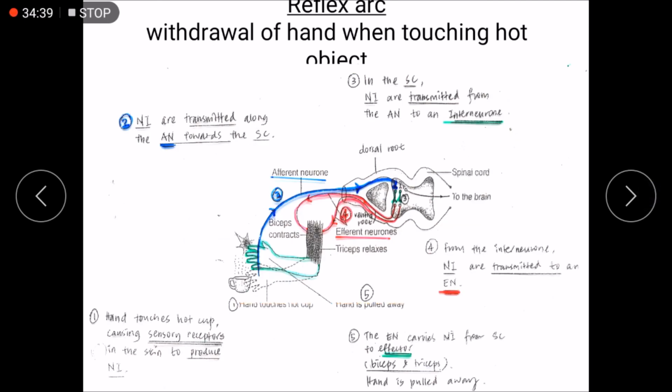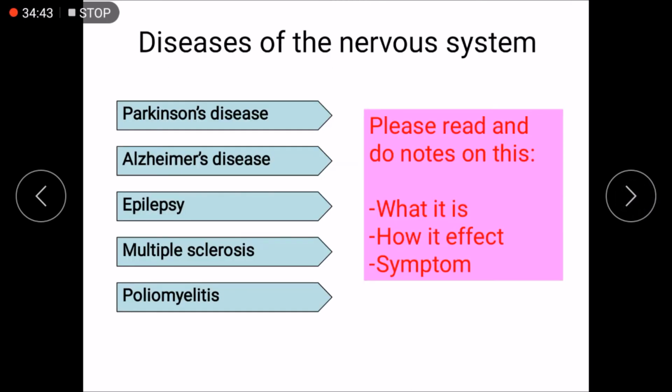Okay, the last part of 3.2 is about diseases. Later I will show you the video on the diseases from YouTube. Or you can just search Google what is Parkinson, what is Alzheimer, what is epilepsy. These 5 you must know. In the textbook there are only 2. The reference book will give you 3 more, so you just learn all 5, no problem. They are just some diseases related to the nervous system.